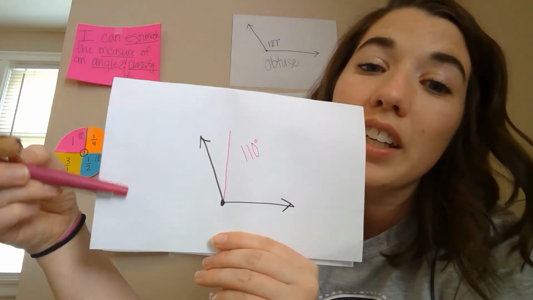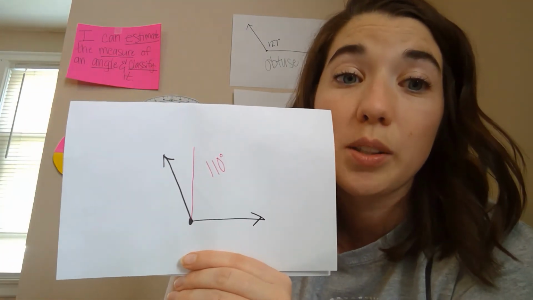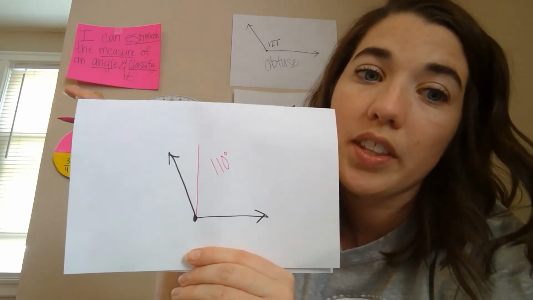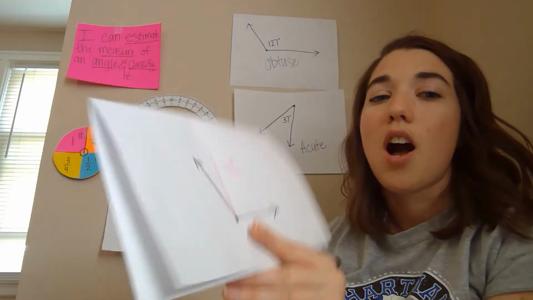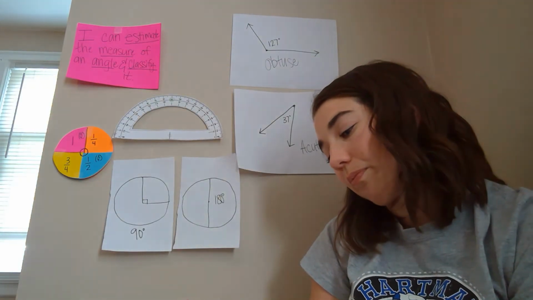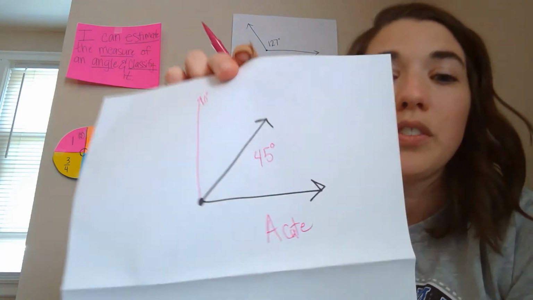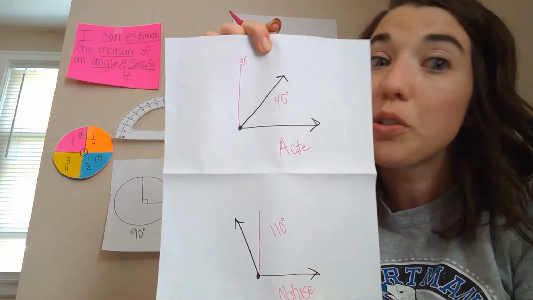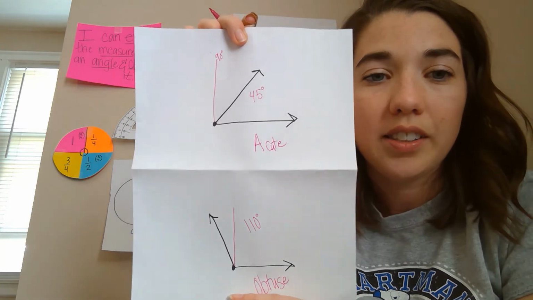And I know that it's not super close to 180, so it would need to be a number that is smaller than that. Also, looking at this, since I know it's bigger than 90 degrees, I would classify this angle as an obtuse angle. So when you take a look at these, I can make those guesses, but I have to use what I already know about angles to make those guesses.